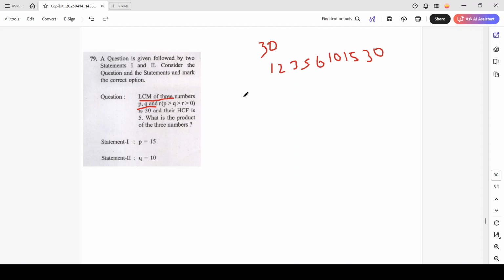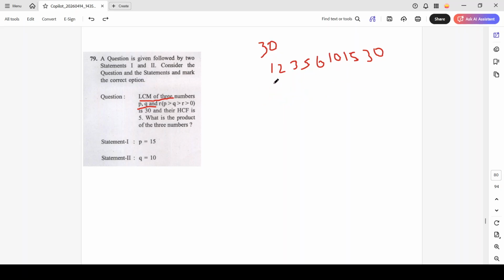So if I take p as 30, what other numbers will be there, taking the LCM as 30? Can another number be 50? Yes, it could be 50. But would the HCF here be 5? No. So that means this can't be 5. 10, 30, 10 not possible. 6 not possible. That means 5 and what other will be? q, r 1. No, HCF of 30, 5, 1 is not 5. There is not a possibility.